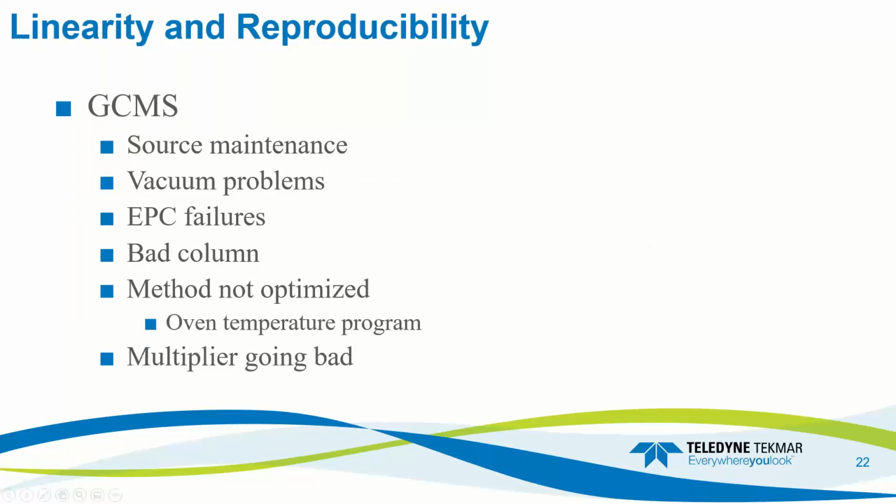For linearity and reproducibility issues in the GCMS, source maintenance might need to be performed. Could have vacuum problems, EPC failure, a bad column might need to be replaced, and the method might not be optimized. You could look into changing up your oven temperature program, or your multiplier might have gone bad and you need to replace it.